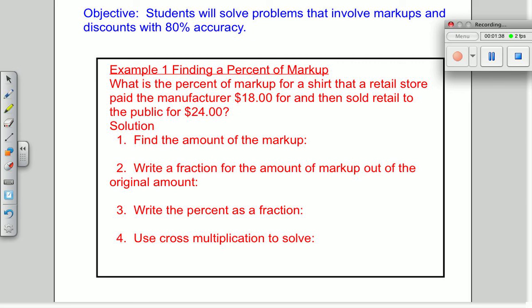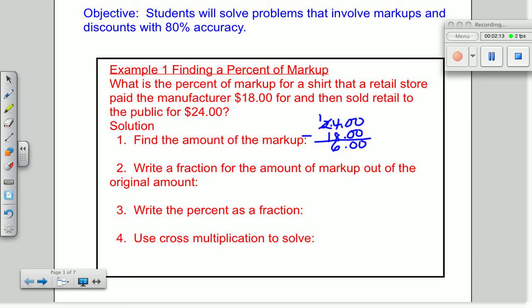And here's example 1. Finding a percent of markup. What is the percent of markup for a shirt that a retail store paid the manufacturer $18 for and then sold retail to you, to the public, for $24? So first let's find the amount of the markup. The new price is $24. The old price was $18. So how much did they mark it up? We subtract to find the difference. They marked it up $6. So the amount of markup is $6.